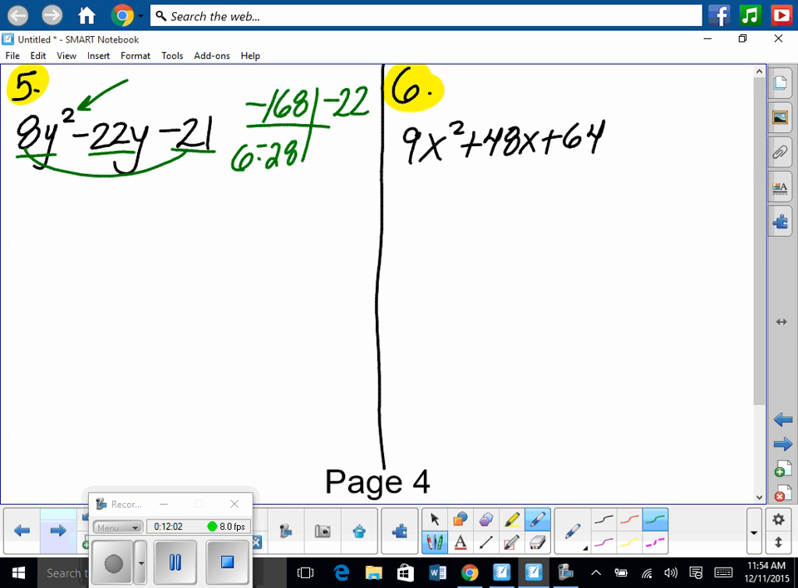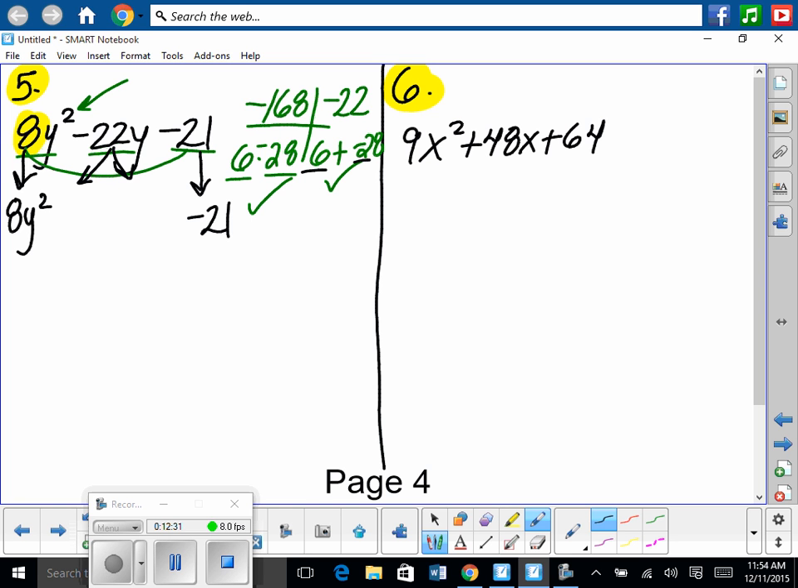Check it in both cases. Is positive 6 times negative 28 negative 168? Yes. And then positive 6 plus negative 28 is truly negative 22. So it works in both cases. Once again, because our a value is not a 1, we can't quick factor, so we're going to go ahead and drop and break. So we drop down our n terms, 8y squared, and negative 21, and then we break down our middle term, rewriting it as these two factors.